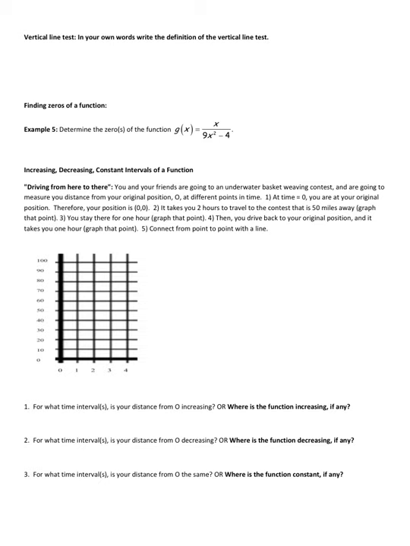So vertical line test, we'll go ahead and type this in. Vertical line test: if a vertical line intercepts the graph in more than one place anywhere on the graph, then it is not a function. So it has to be more than once, anywhere on the graph.